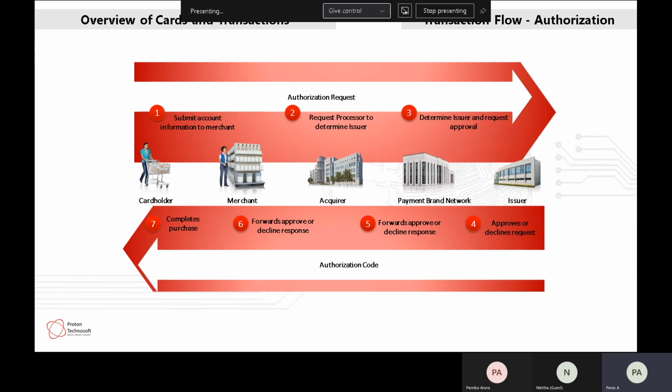Once these authorization checks are done, that's where the issuer approves or declines the request. So ICICI will say, okay, I have authenticated the card. I have authorized the card transaction as well. Now it puts the response back onto the payment brand network, saying that I have verified this, and here is the response.